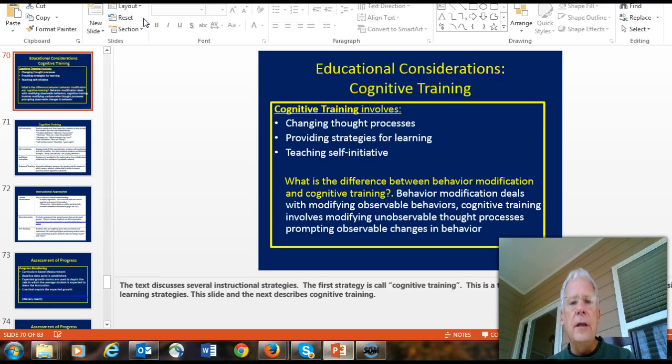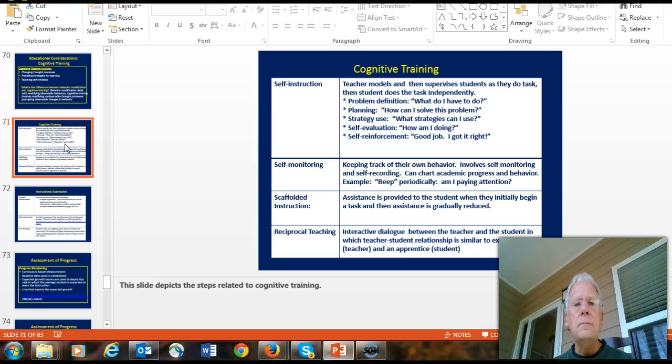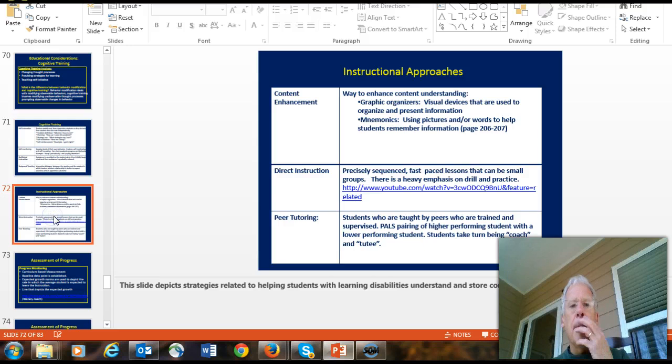do with the educational considerations or the strategies that are used for students that have learning disabilities. So we talked about the idea of cognitive training, and there are several components that are related to that training. This slide illustrates those components or those areas that are important to focus on when you're working with students with disabilities.